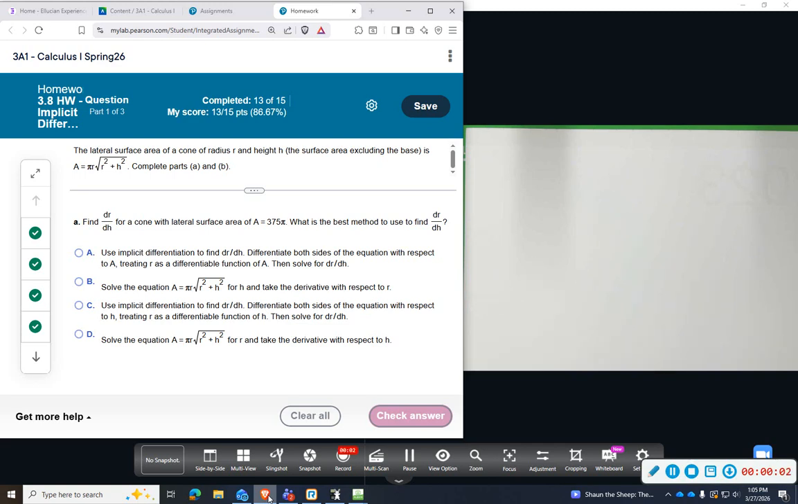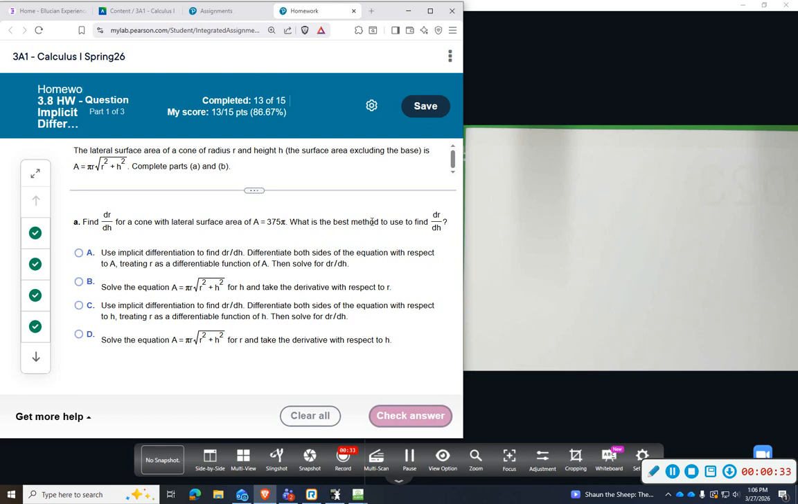All right, number 13. We're given the lateral surface area of a cone of radius r and height h is given by A equals pi times r times the square root of r squared plus h squared. And we want to complete parts A and B. So first, we're going to find dr/dh for a cone with a lateral surface area of 375 pi.